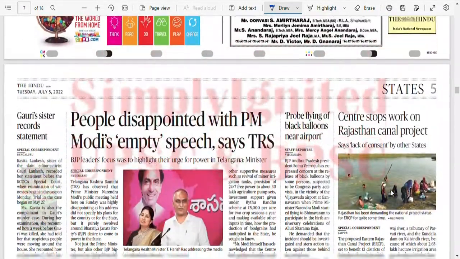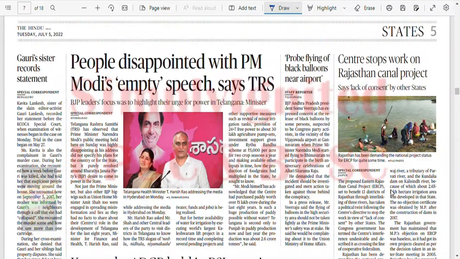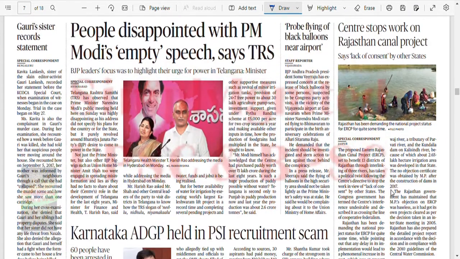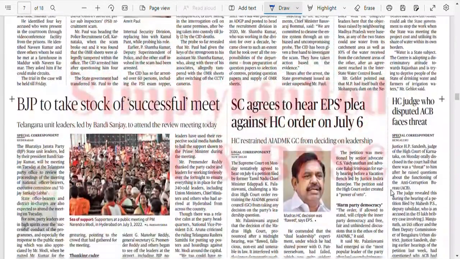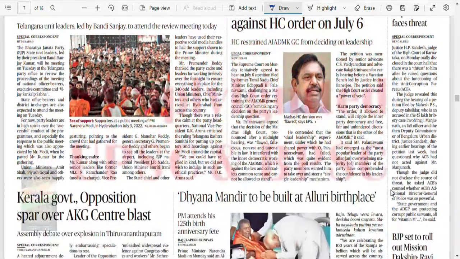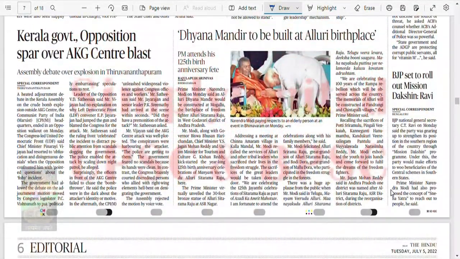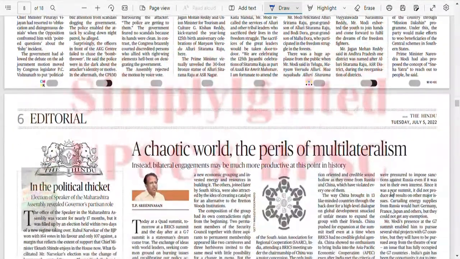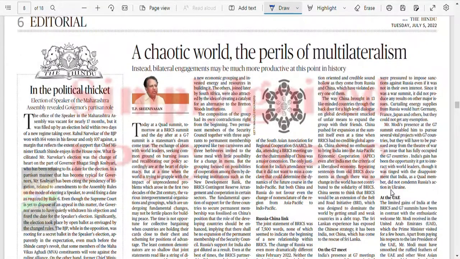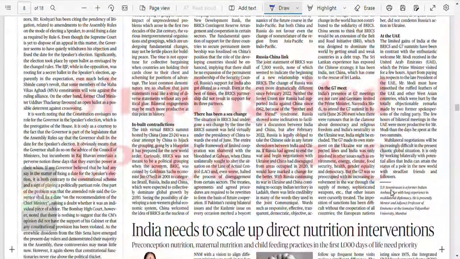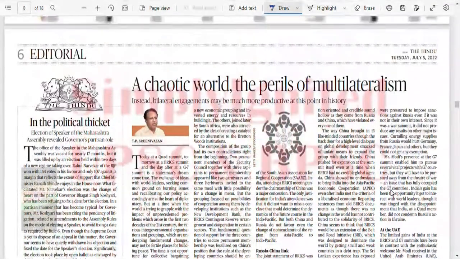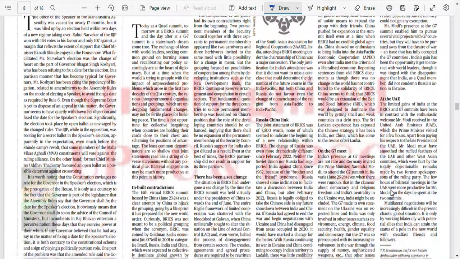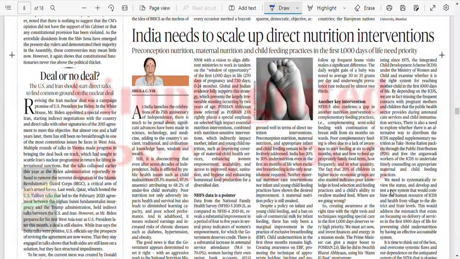There is nothing here. Okay, an article on the prayer of multilateralism, by a former Indian ambassador with long experience in multilateral diplomacy. We can read this. Let's see what he has to say. The political ticket is not required. Zero direct nutrition intervention. Yes.